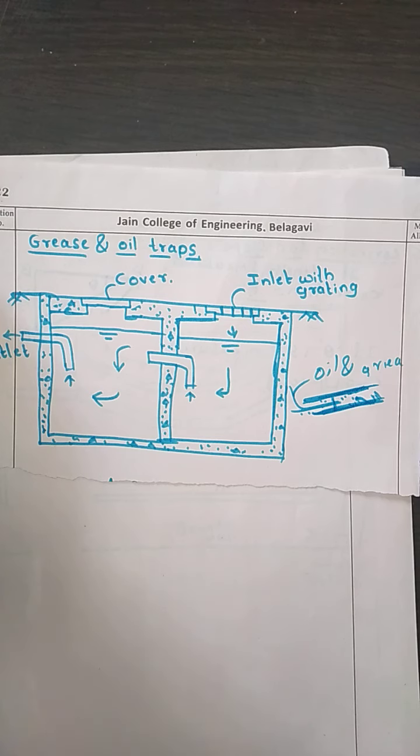And in addition to this, the presence of oil and grease increases the possibility of explosion in the sewer line. As the oil and grease are there, they develop a gas, and even a small spark has the capacity to cause an explosion.